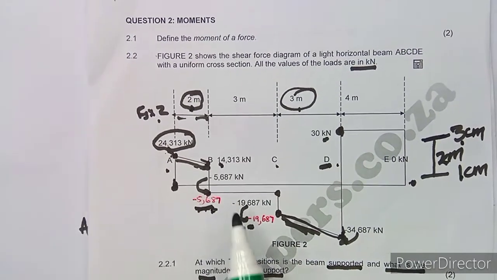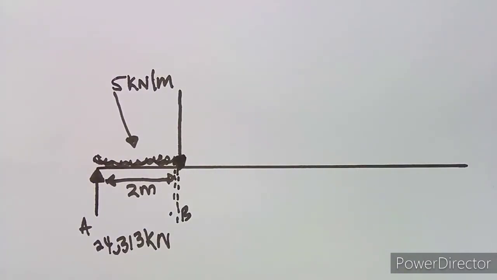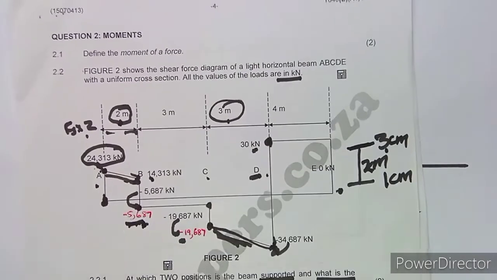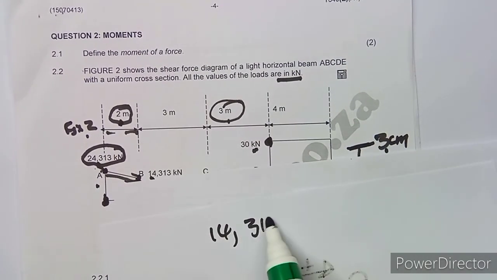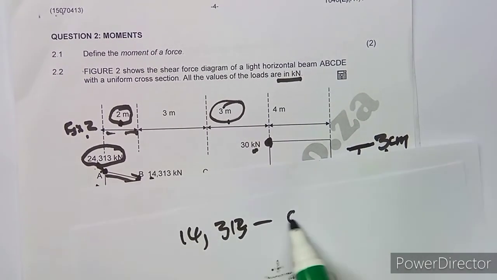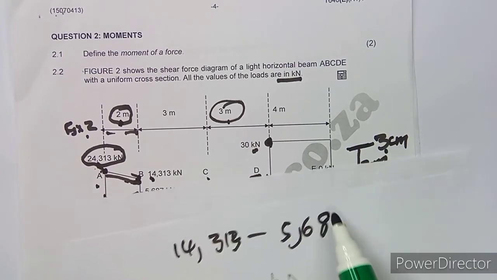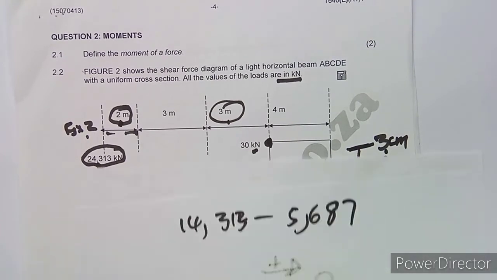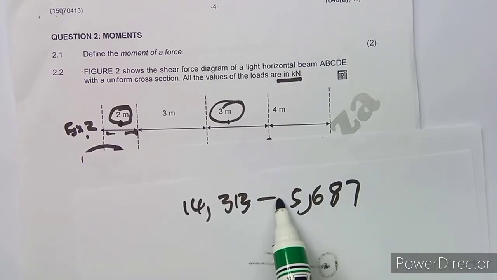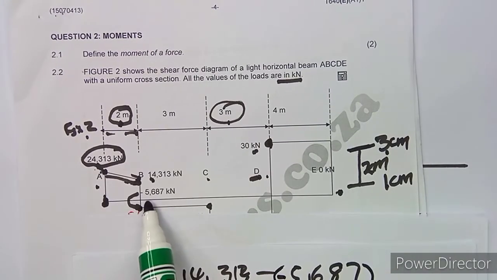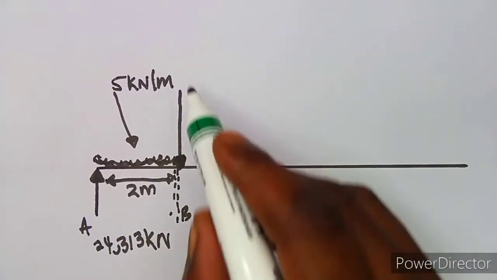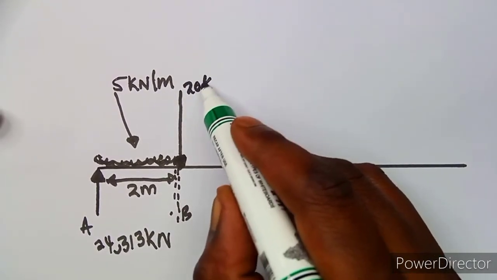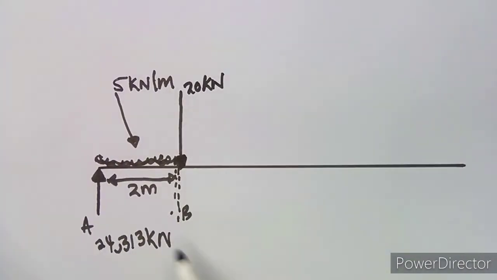Okay, use your calculator. You're subtracting 14,313 minus 5,687. It's a minus here, sorry, because this one is a minus. So it's going to be minus, which is going to give us 20 there. Which means at this point we have got 20 kilonewtons. All right, that's at point B.